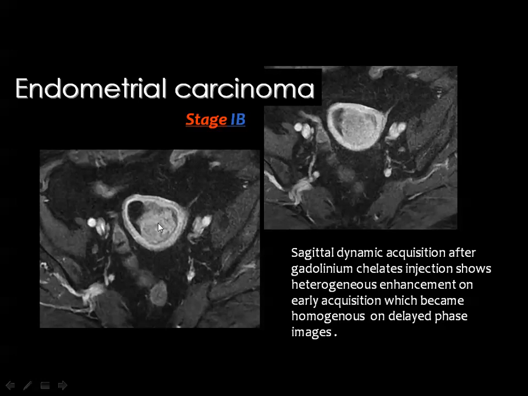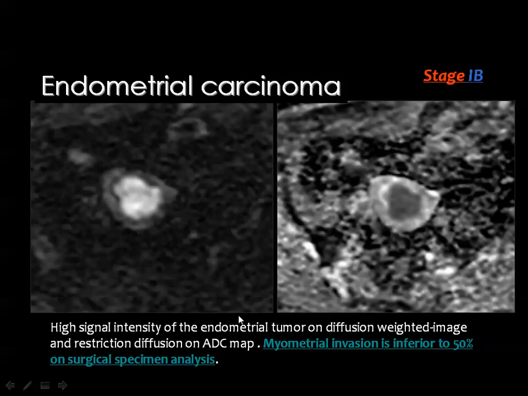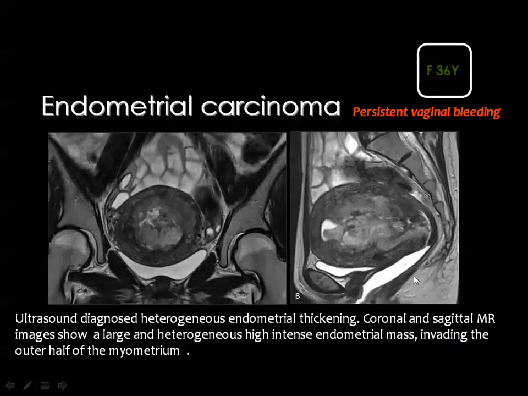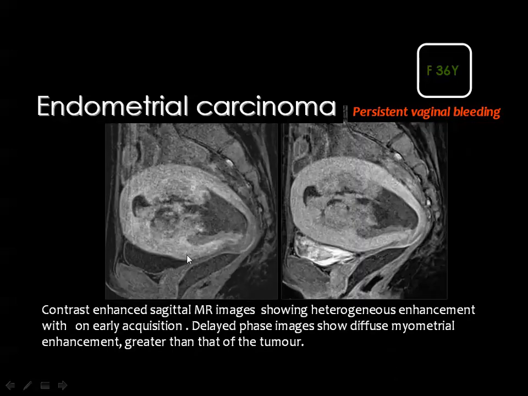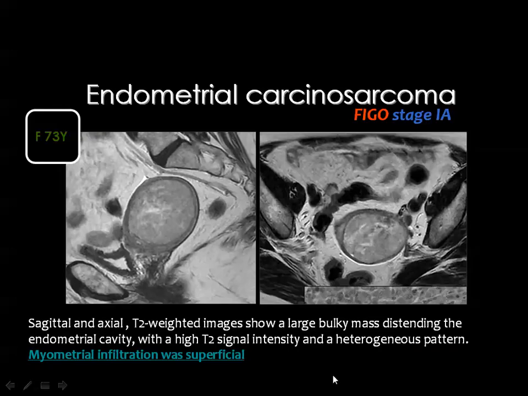And in this lesion, you may say that this is stage 1A because less than half of the myometrium has been involved. This is the diffusion weighted image and the ADC map, and you can see that most of the thickness of the myometrium has been infiltrated. And this is the classic appearance of uterine endometrial cancer invading the myometrium. And this is the way to evaluate the lesion after injection of contrast material. The delayed images are very helpful in this domain.